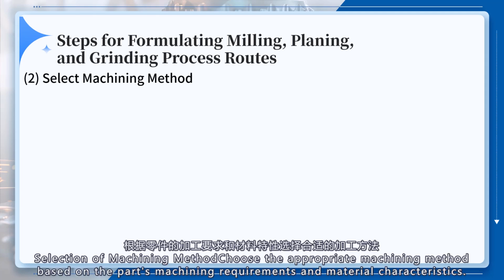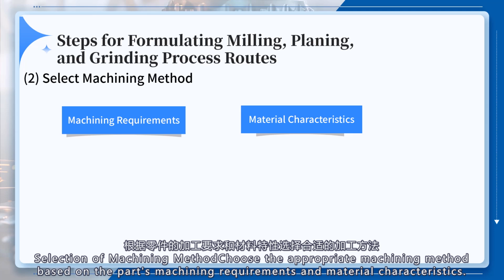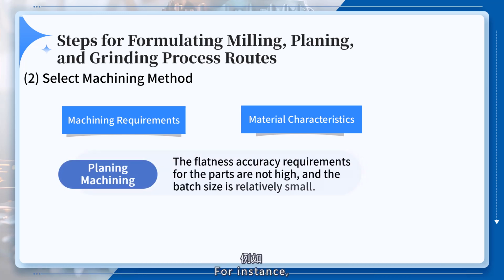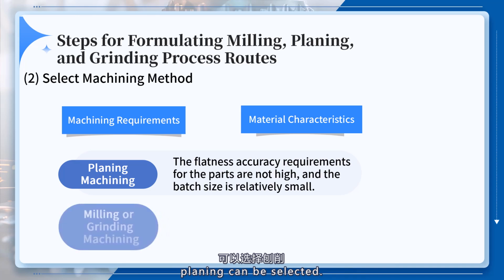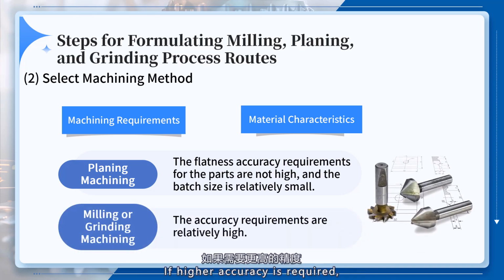B. Selection of machining method. Choose the appropriate machining method based on the part's machining requirements and material characteristics. For instance, if the flatness accuracy requirement of the part is not high and the production volume is small, planing can be selected. If higher accuracy is required, milling or grinding may be more suitable. For some complex-shaped grooves, milling might be necessary.